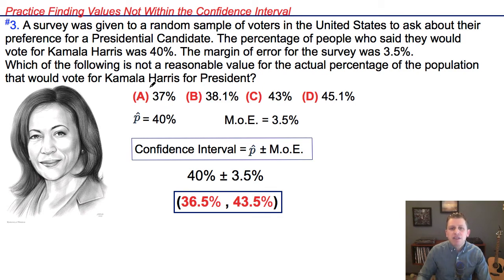37% is a very reasonable value as it falls within the confidence interval. The same is true of 38.1% and even 43%. However, based on our calculation, 45.1% is not a reasonable value. Let's try one more question.